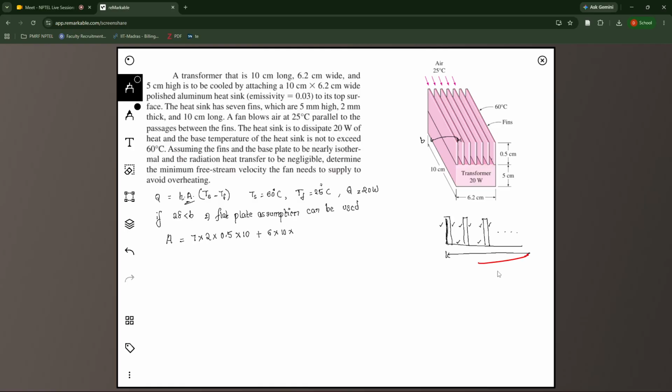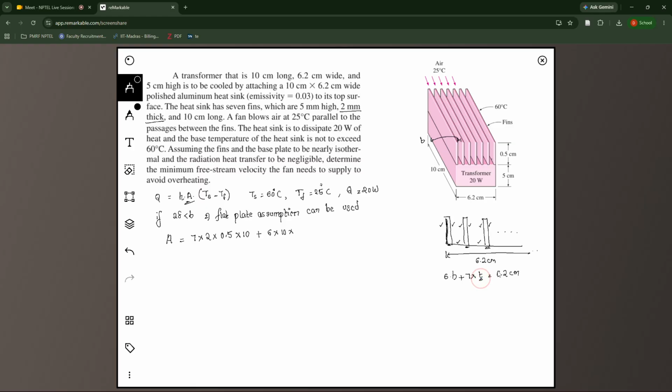So for 7 fins, the total length is given as 6.2 centimeter. The thickness of each fin is also given to us. Each fin thickness is given as 2 mm. So the total length will be, we'll have 6 gaps, so 6 times the distance between each of these fins, let's say b, plus we have 7 fins times the thickness should be equal to 6.2 centimeter, right?